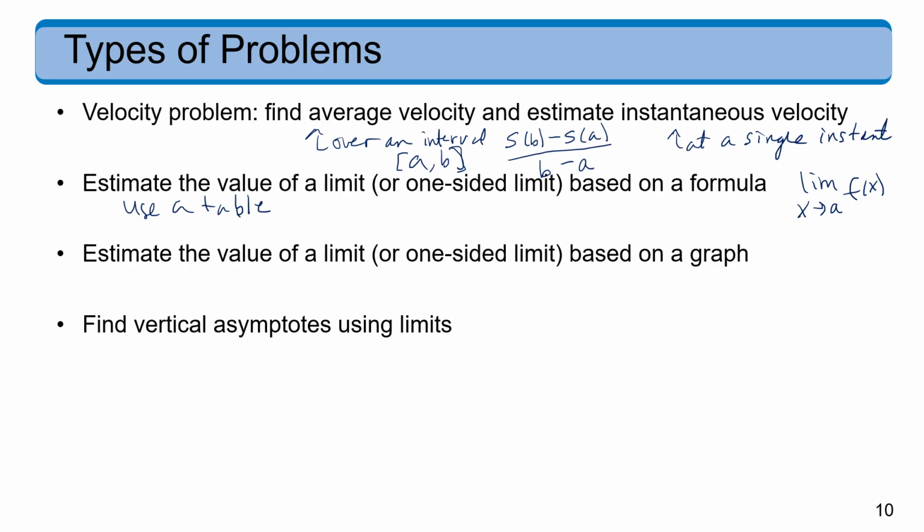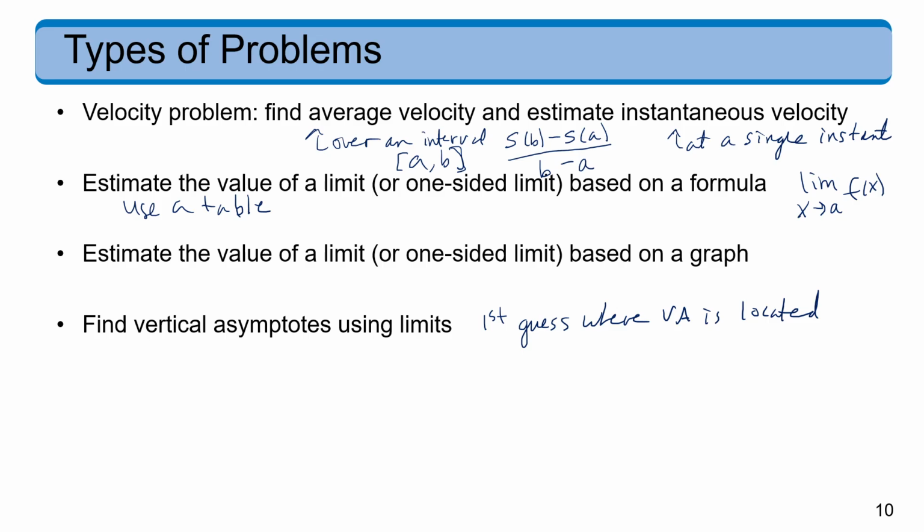Next, find vertical asymptotes using limits. Not all functions have vertical asymptotes, but if you suspect that one does and you want to prove it, you can show that using a limit. This usually involves first guessing where the vertical asymptote is. A good starting point is to look at values of x that make the denominator 0. It's very possible your graph would have a vertical asymptote at one of those points.